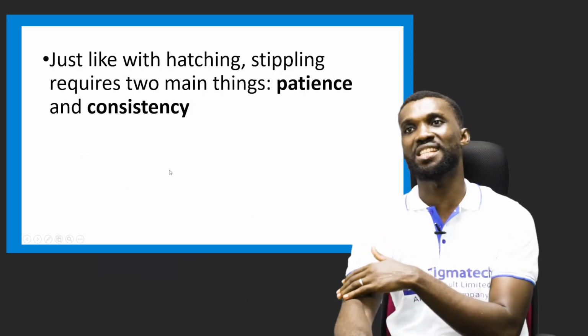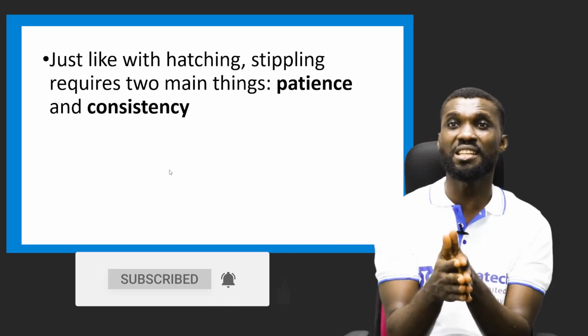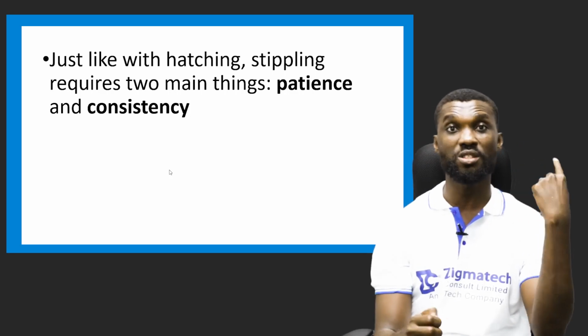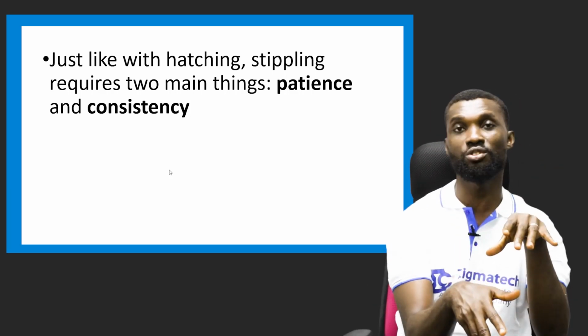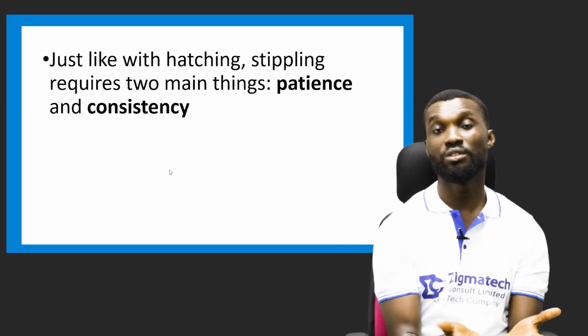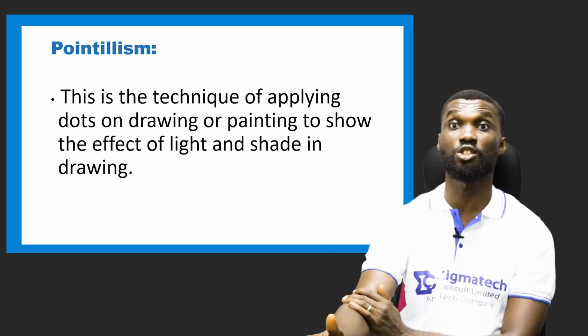Now, just like hatching or cross-hatching, stippling requires two main things: first, patience, and the second one is what? Consistency. There's no way you can create stippling shading without patience and consistency, because you get bored, and then you get discouraged, and then you leave it. So the next one we're going to talk about is pointillism.